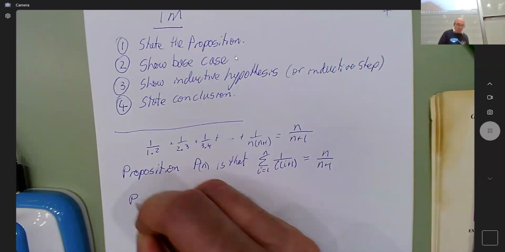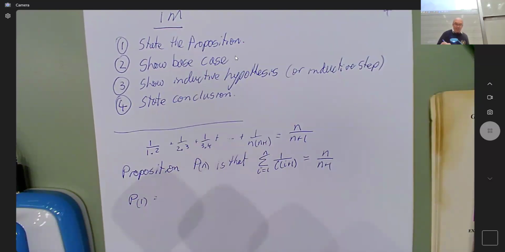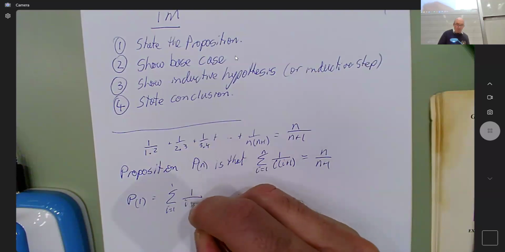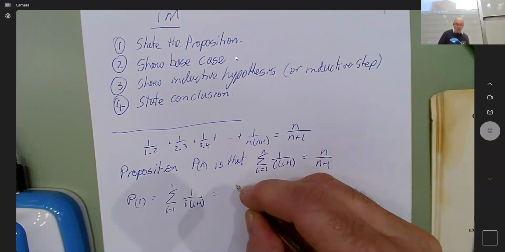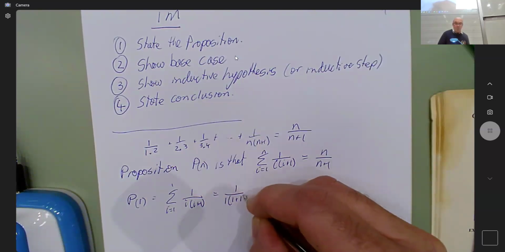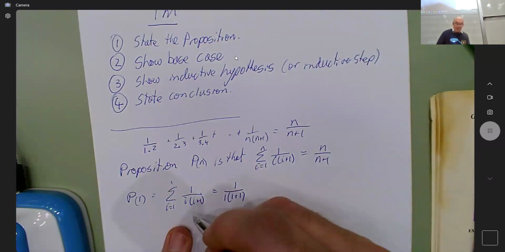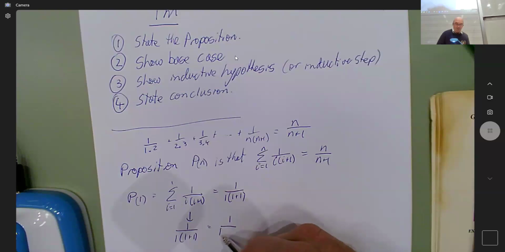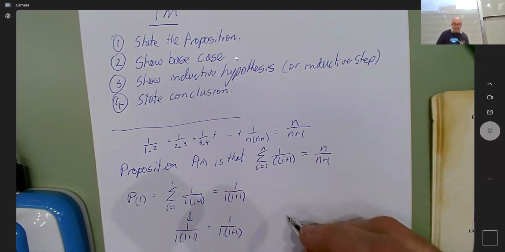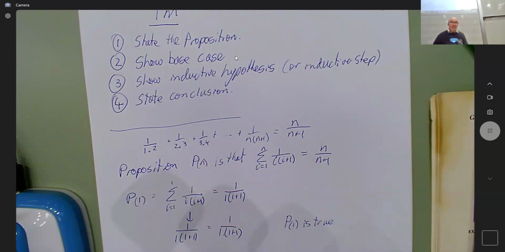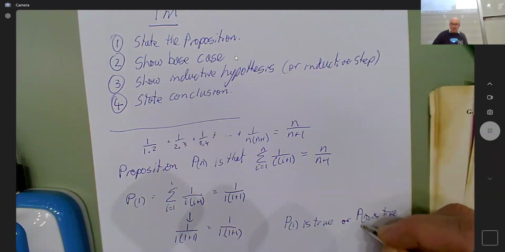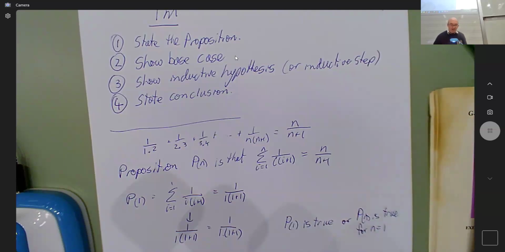Now, P of 1. P of 1 as a statement is the sum from i is equal to 1 to 1 of 1 on i times i plus 1 is equal to 1 on 1 plus 1. This side here is literally just 1 on 1 times 1 plus 1, which is very clearly equal to 1 on 1 plus 1. Under the heading of tell me what I just did, P1 is true, or Pn is true for n equals 1, however you like to do it.